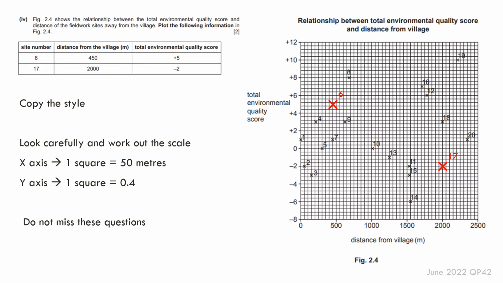So for site 6, I'm going across to 450. So I'm double checking the y-axis and the x-axis, looking at what their scale is and what one little square equals, and plotting my points accordingly. Please, some of these questions can be hidden, so do not miss them. So making sure, because these are very straightforward marks for you to get. So you can see how I've drawn site 16. Again, matched up from 450, going all the way up to +5, and for site 17 as well.